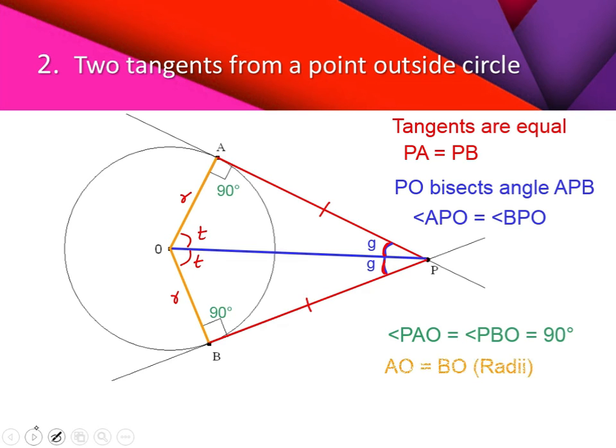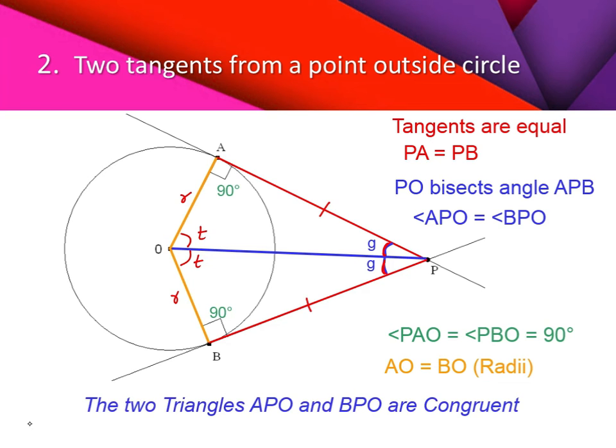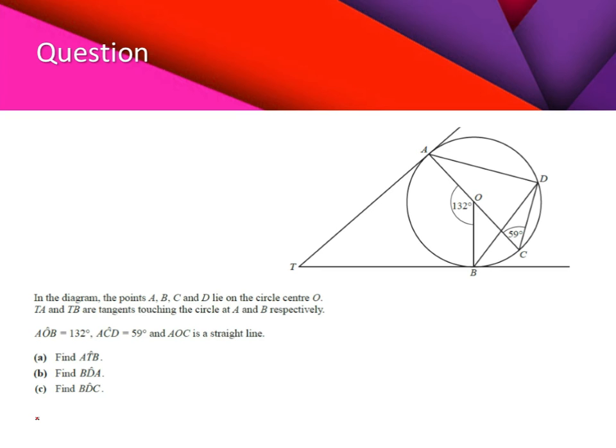Now, after this, we can say that these two triangles are congruent. Triangle OAP and OBP. These two triangles are congruent. One side is common, one side is radius. The length of the tangents are also equal. Angles are also equal. So all angles and all sides are equal in this condition, so we can say that these two triangles are congruent. Now if we apply these properties on one of the questions, here we have a question.